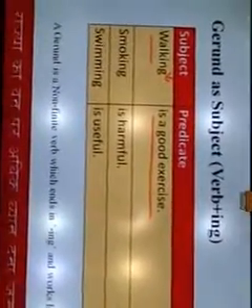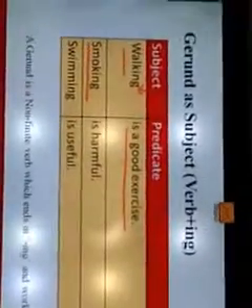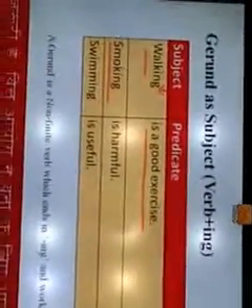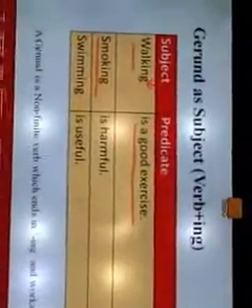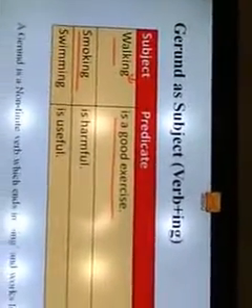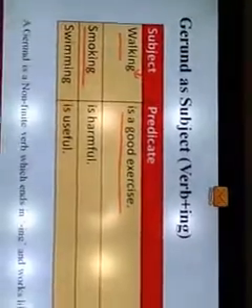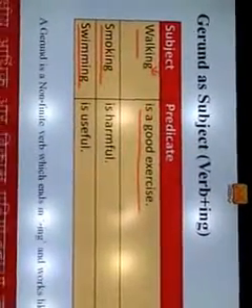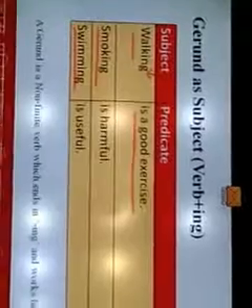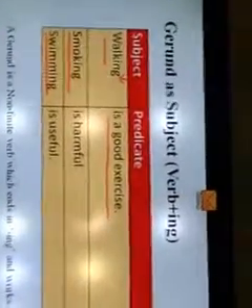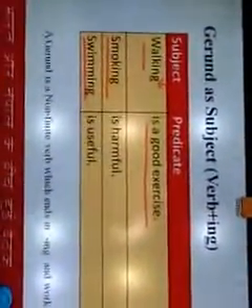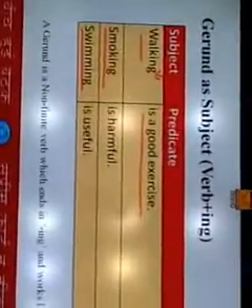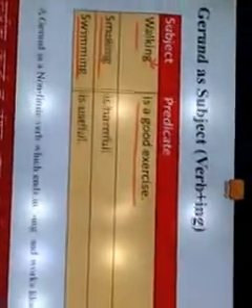Smoking is harmful. What is the position of smoking in the sentence? Smoking is placed in the column of subject. Smoking is the subject of the sentence. Swimming is useful. What does the word swimming represent here? Swimming represents the subject. Walking, smoking, swimming are the subjects of these examples.